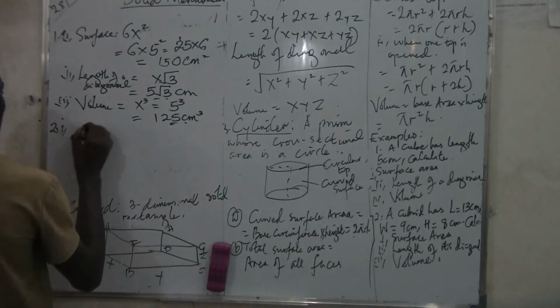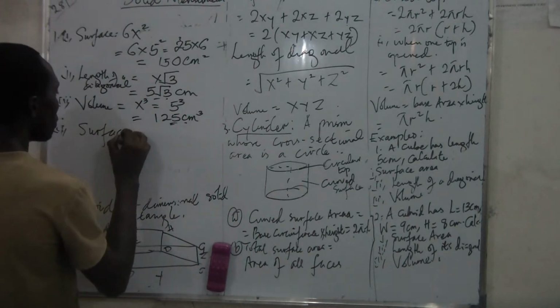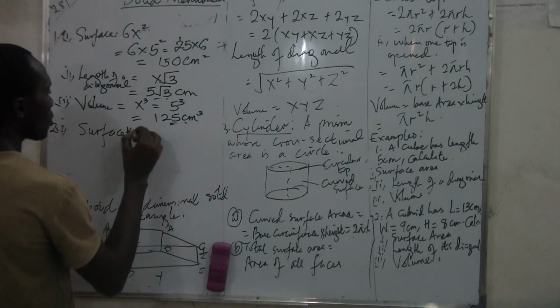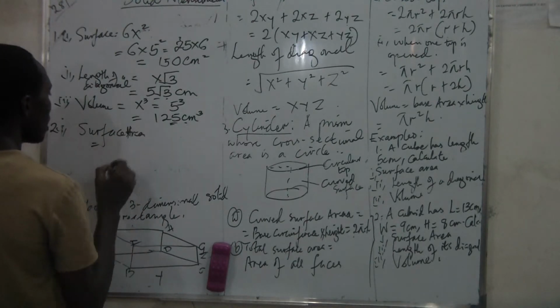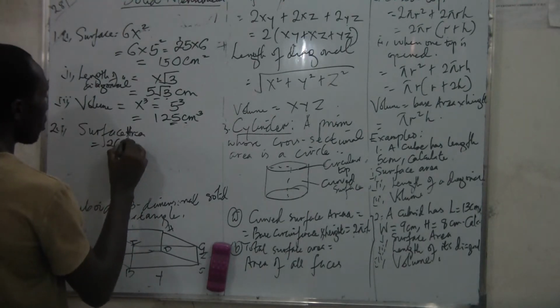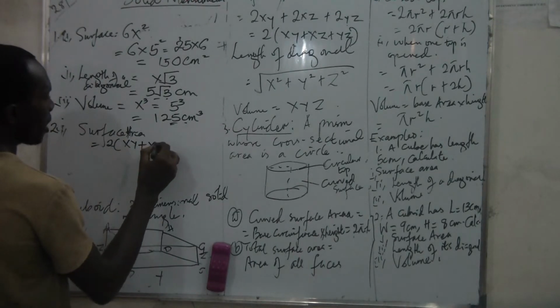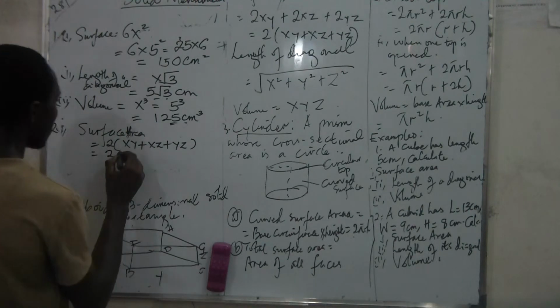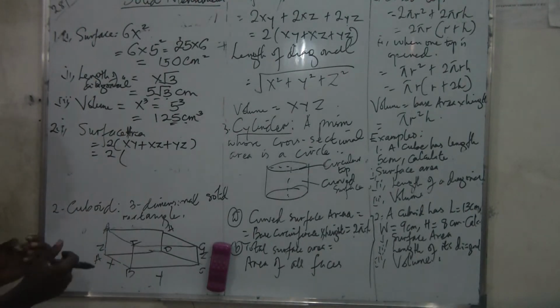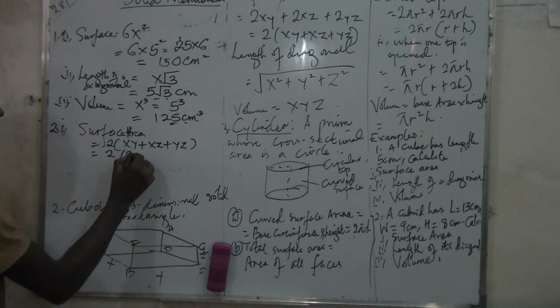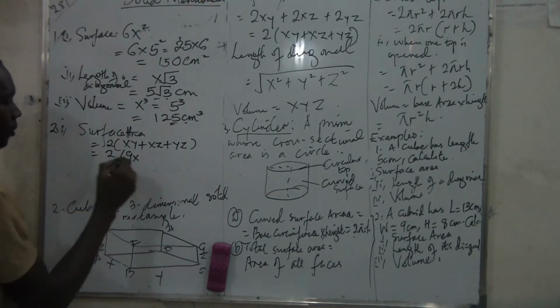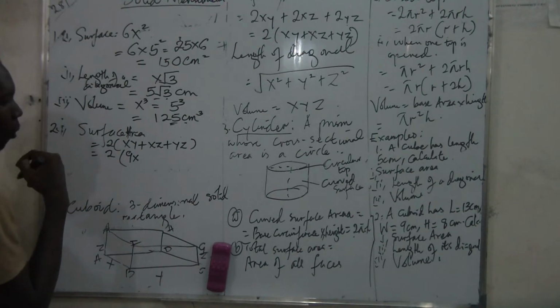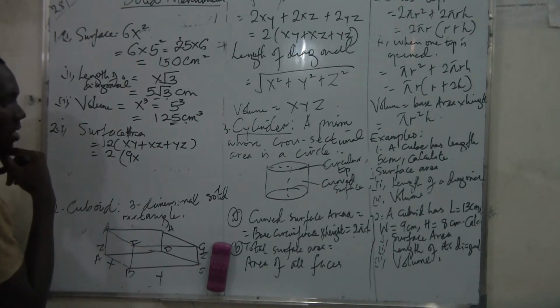So the first thing we look at here is the surface area of the cuboid. And we say that the surface area is equal to 2 times xy plus xz plus yz. And from this we know that x is the width. And the width is 9, right? Y is the, no, not the height. Y is the length. Okay.